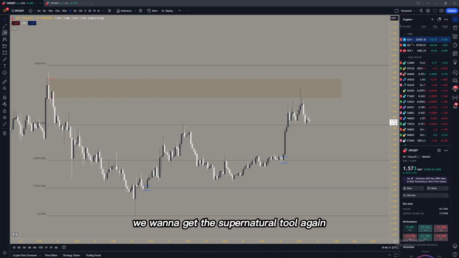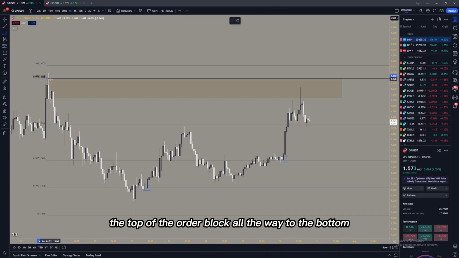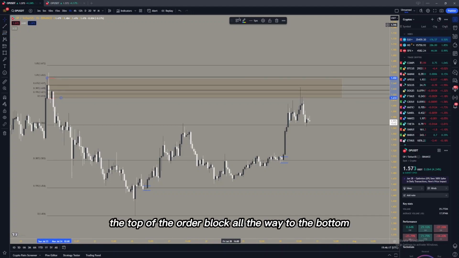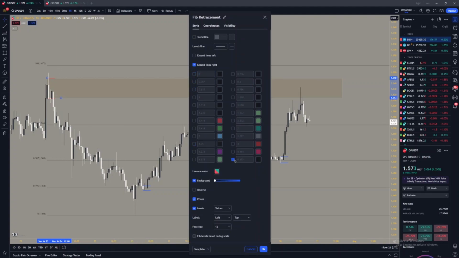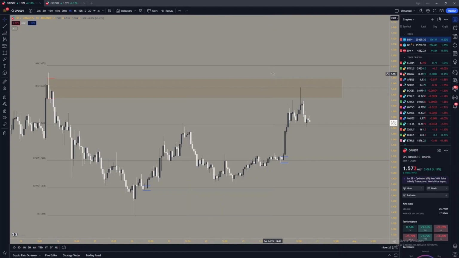Once we've done that, we want to get the Fibonacci tool again, and drag it from the top of the order block all the way to the bottom. Now we want to disable every single thing apart from the 0.5 level. The reason we're doing this is because with the 0.5 level, we are getting our pinpoint entry and kind of our sniper entry in this order block.